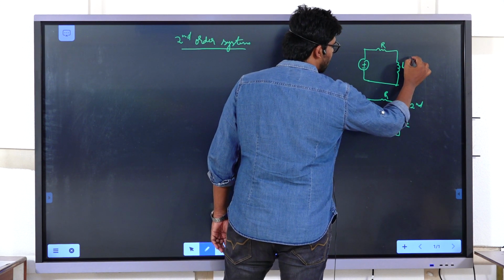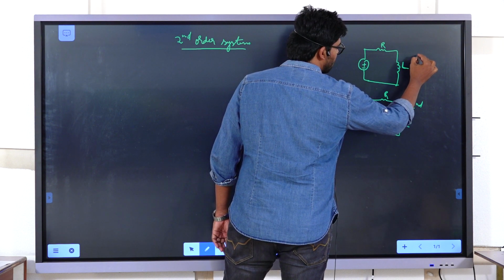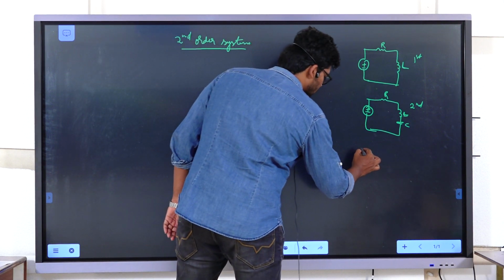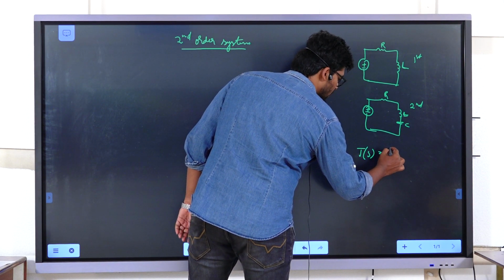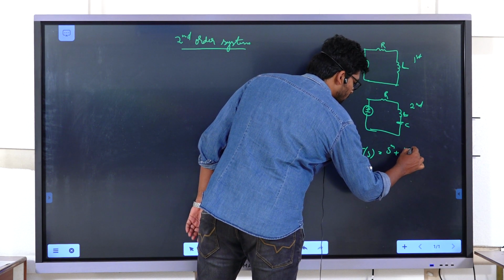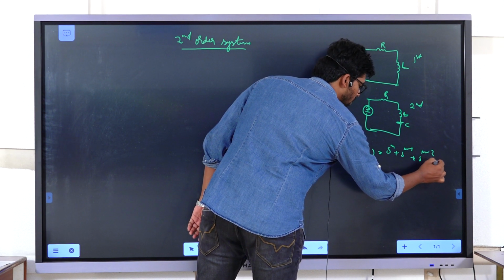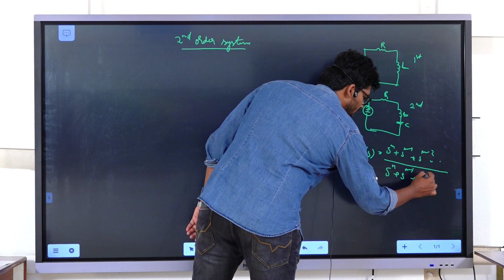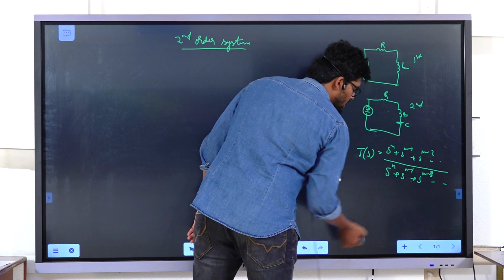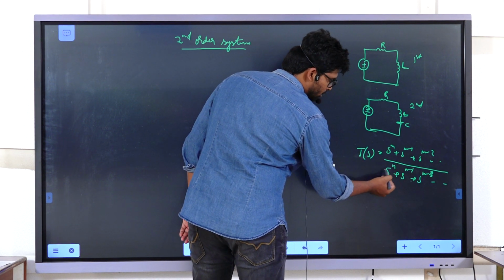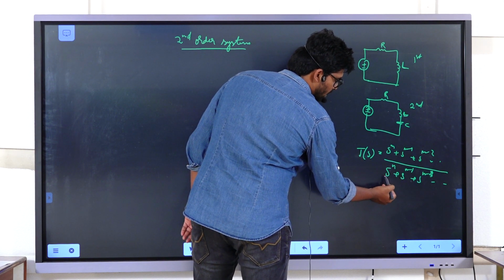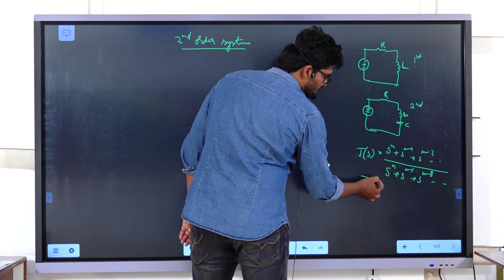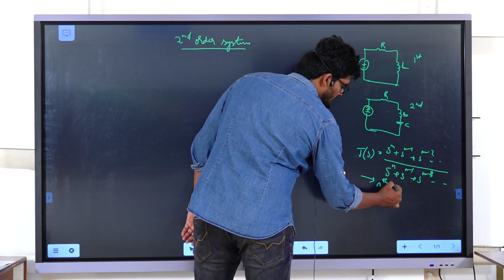Okay. So by seeing the circuits or the models, we can judge whether it is first order or second order. But by knowing the transfer function, let us say the transfer function is Z of S equal to S power M plus S power M minus 1 plus S power M minus 2 and so on, by S power N plus S power N minus 1 plus S power N minus 2 and so on. So what does the order mean? The highest power of S gives the order. So this is called nth order.